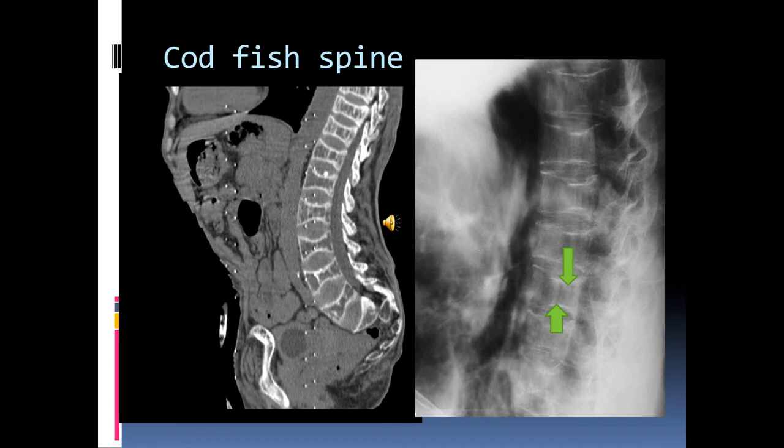Normally it should be rectangular in appearance, while here we can see a concavity in the upper end plate and in the lower end plate, as demarcated by the green arrows. This makes the disc space in between the vertebrae look larger than it really is. So this is the diagnosis of codfish spine on radiology.